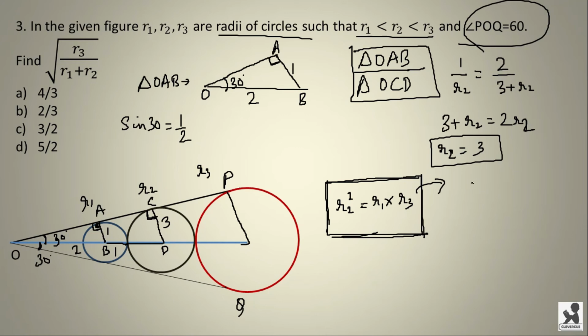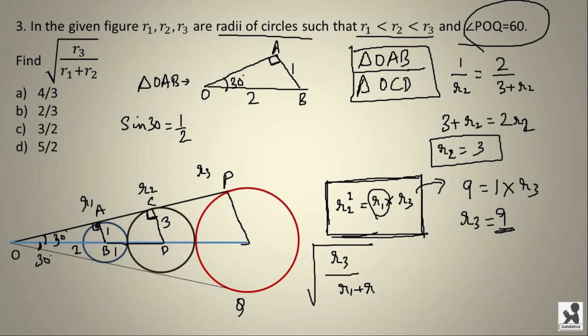Now R2 square will be 9, equal to the value of R1, which is 1, into R3. So we have calculated the value of R3 as 9 units. We are asked under root R3 by R1 plus R2, which is equal to under root 9 by 1 plus 3, that is 4. We get 3 by 2 as the answer. Option C is the right answer. Next question.